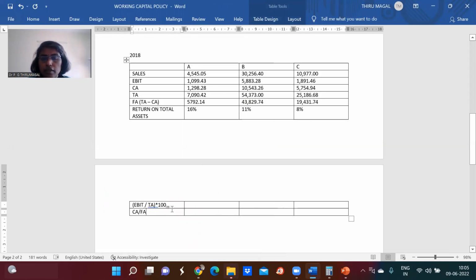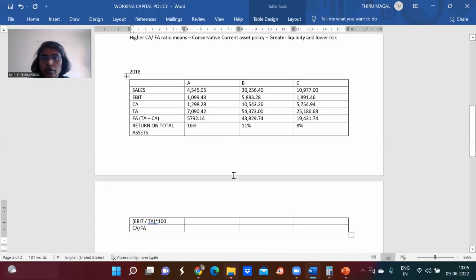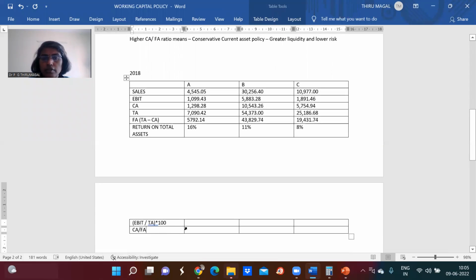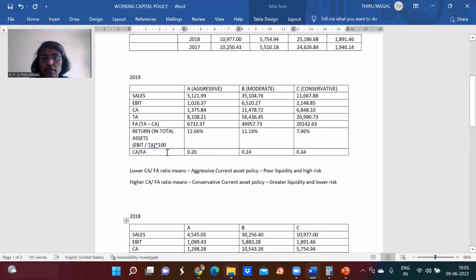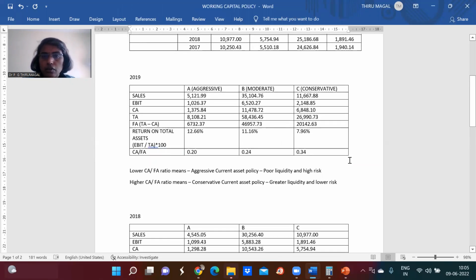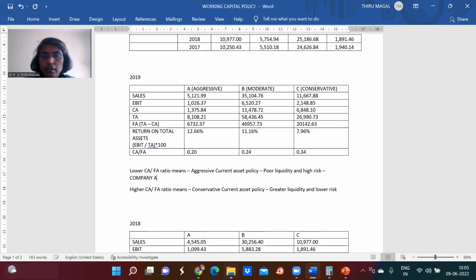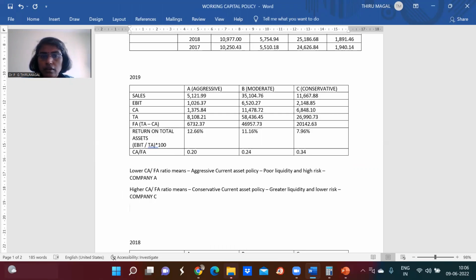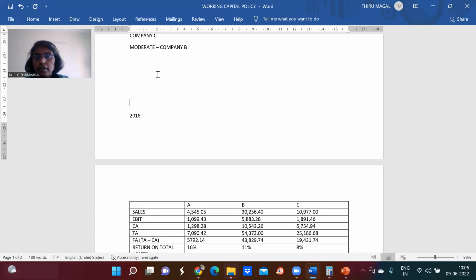That is where we can identify whether the company follows the aggressive, conservative, or moderate policy. As far as 2019 is concerned, the lower ratio, aggressive, is followed by company A. And the higher, conservative, is followed by company C. And moderate is followed by company B. Okay, so now for 2018, let us check here.